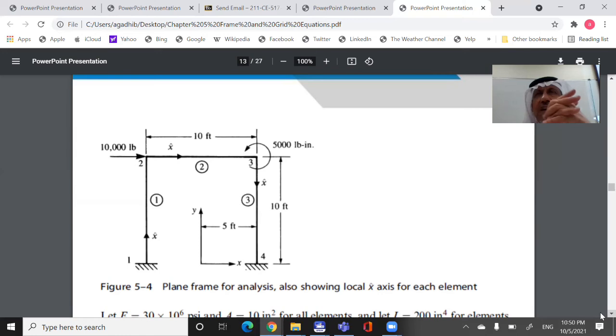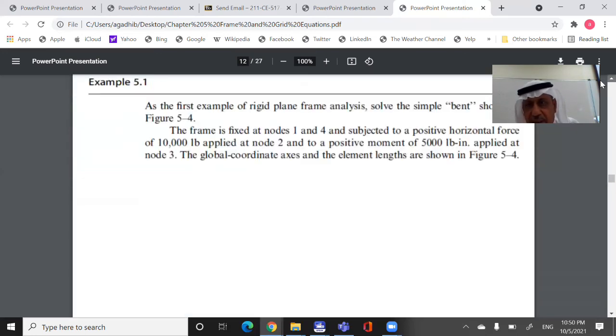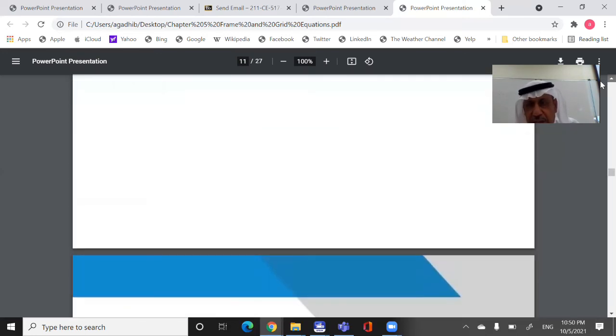Is the 6 by 6 global or local? Global or local? Local. Let's see, 6 by 6 local. Okay, let's just see 6 by 6 local. Don't change your answer.